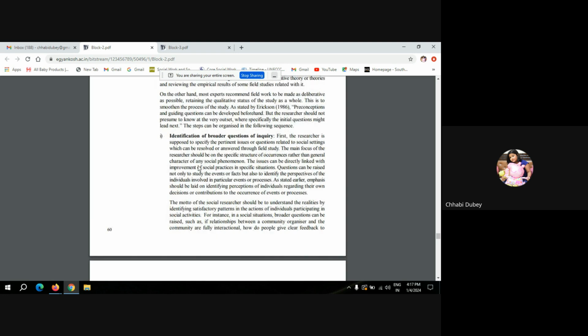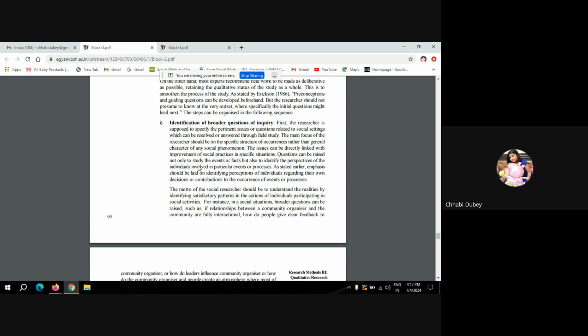Now, here are some of the main steps. Whenever we are designing or carrying out a qualitative research, there are certain steps and sequences that we have to follow. First of all, we have to identify the broader question of inquiry. What exactly do we intend to understand? What are the questions that are likely to be answered, or the data that has to be collected? This is the broader inquiry that we need to identify.